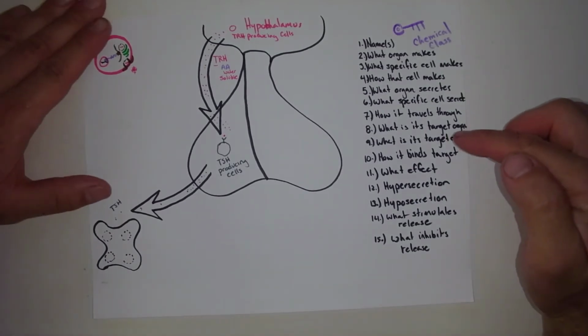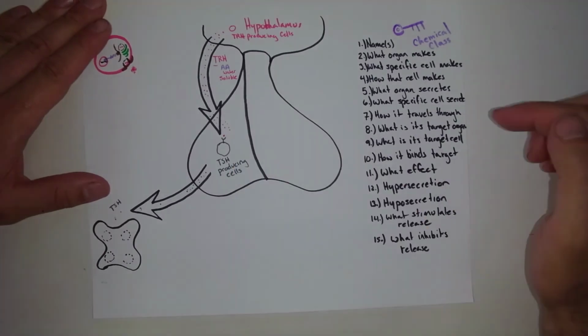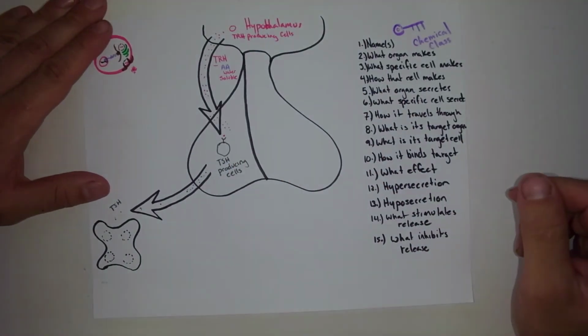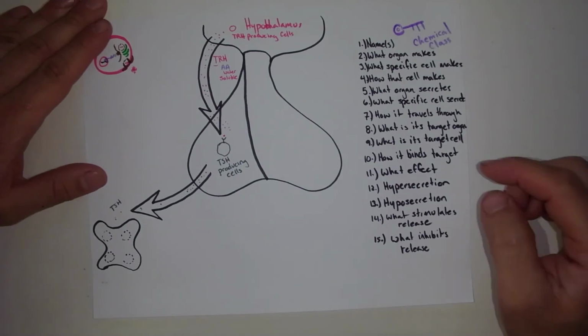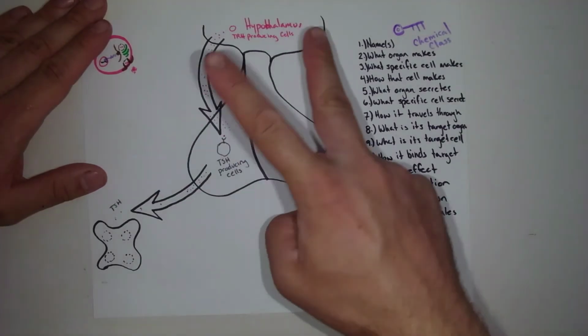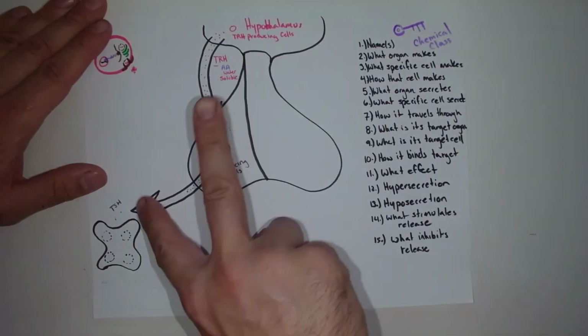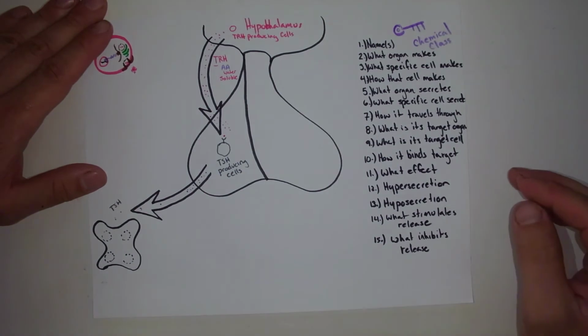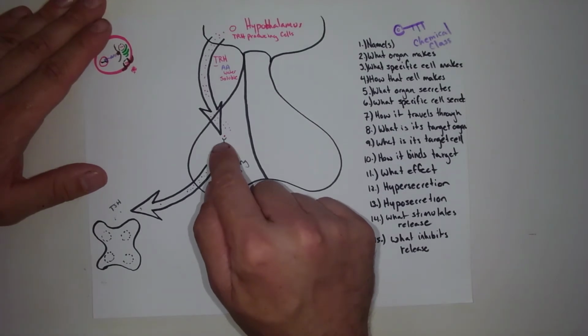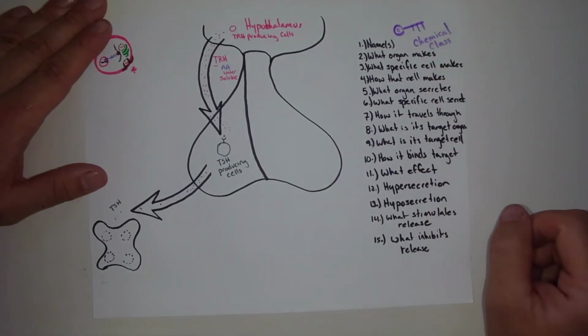So, what is its target organ? The anterior pituitary, because I understand that hypothalamic pituitary target axis. What's the target cell? TSH-producing cells, because I know the corresponding hormones between the hypothalamus and the anterior pituitary. How does it bind to its target? I know it's going to bind the cell surface because I understand its chemical class.